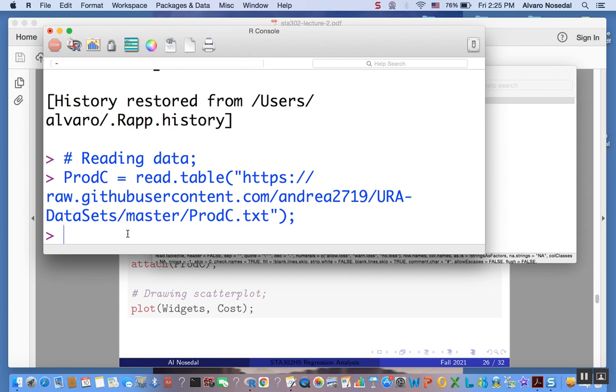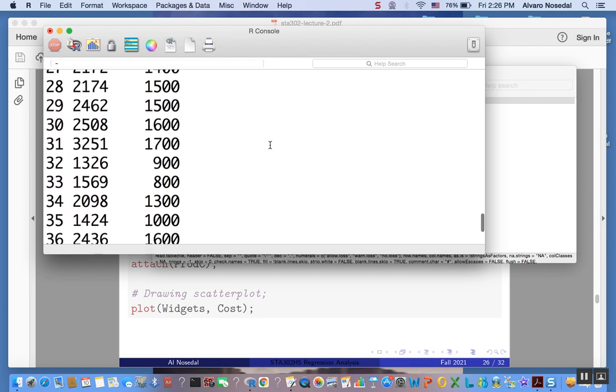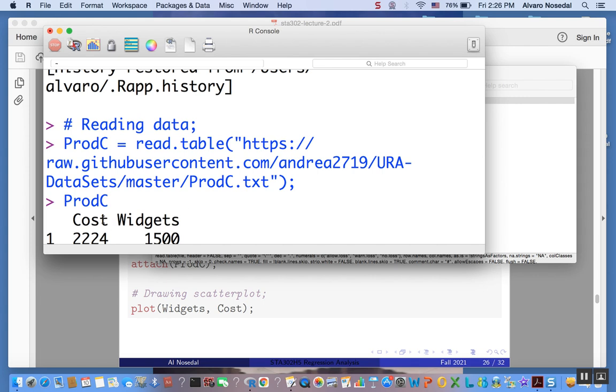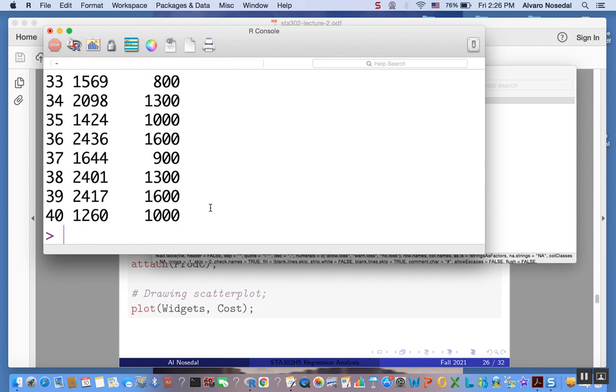Anyway, we know that if we want to see what's inside an object that we have created, or in this case a data set that we have read, okay, all we have to do is just retype the name of that object, in this case prod C. Okay, so it seems like we have 40 observations and 2 different variables, cost and the number of widgets. Okay, so we have the data. Nice.